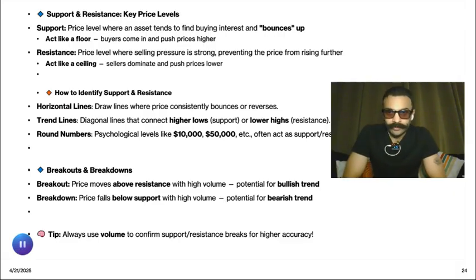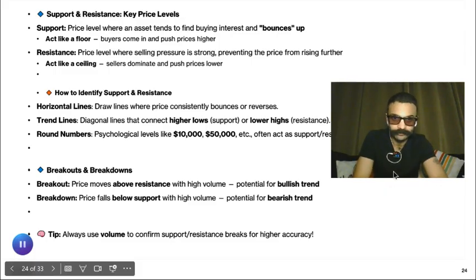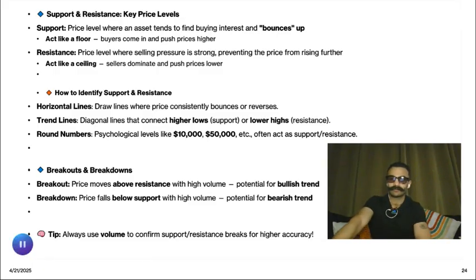How to identify support and resistance? You can draw horizontal lines where price consistently bounces or reverses. Trend lines are diagonal lines that connect higher lows for support or lower highs for resistance. Round numbers, psychological levels like 10K, 50K, etc., often act as support and resistance.